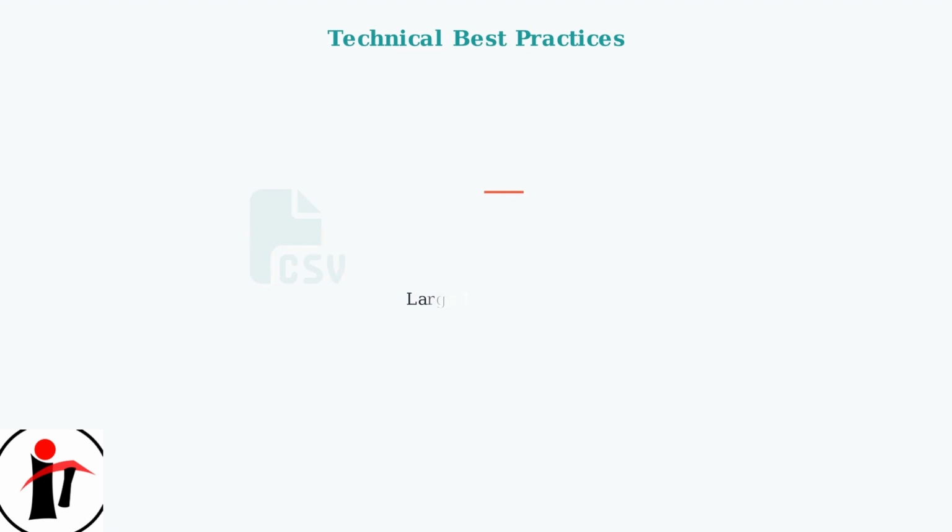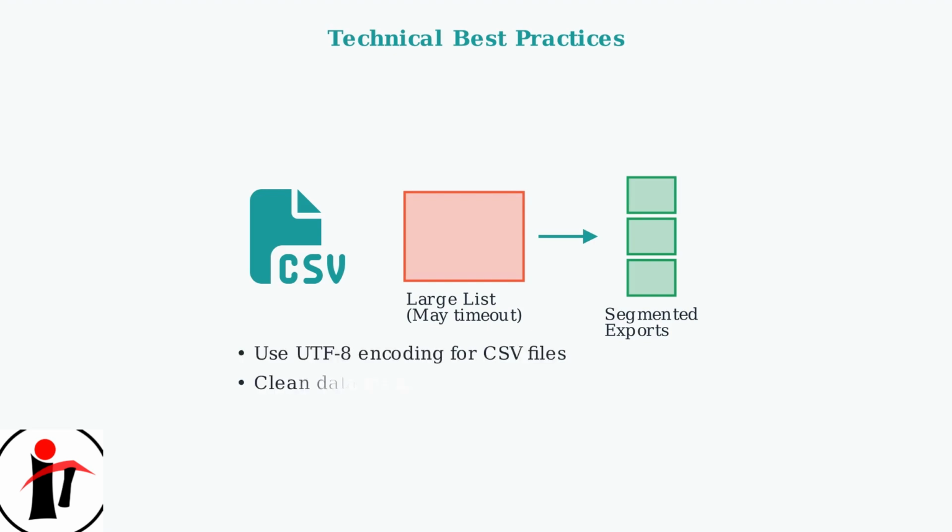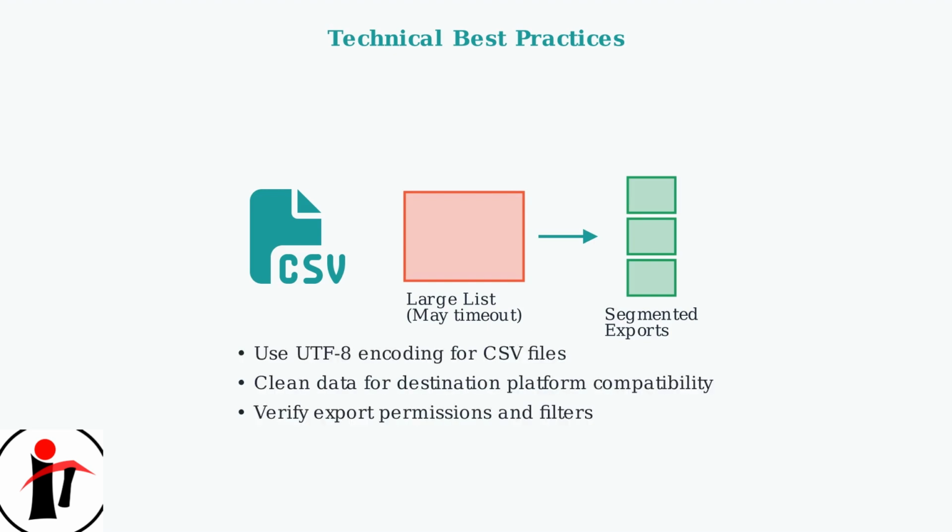There are several technical considerations to keep in mind when working with exported subscriber data, especially for larger lists. Large subscriber lists may require segmented exports to avoid browser timeouts. Break your list into smaller chunks for more reliable downloads. Additional technical considerations include using UTF-8 encoding when opening CSV files and cleaning data to match the field requirements of your destination platform.